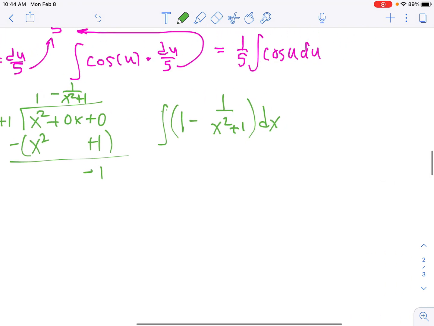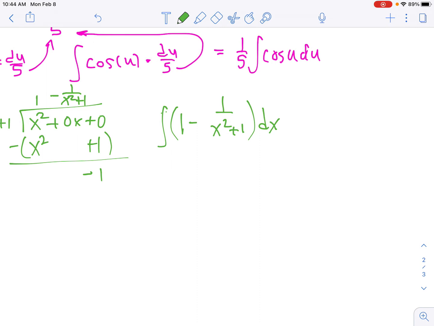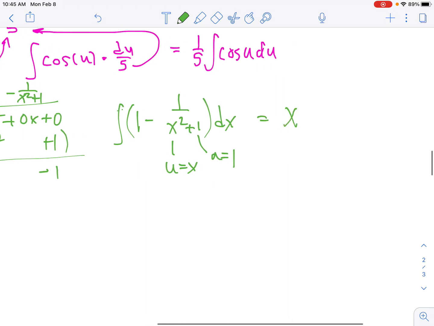And that denominator should be a kind of a little red flag that, hey, I've got a polynomial now in the denominator with just a constant in the numerator. That's got to be an inverse tan, right? No radical, so it's not an inverse sine. It's got to be an inverse tan. So that means u equals x and a equals 1. So when we do the antiderivative here, we've got x, and that x comes from integrating the 1. And then we've got minus 1 over a inverse tan of u over a.